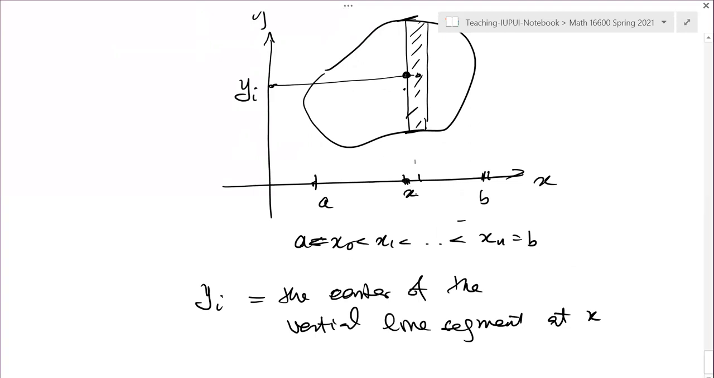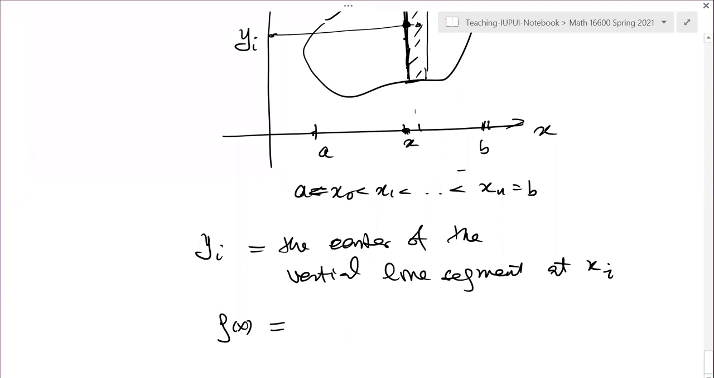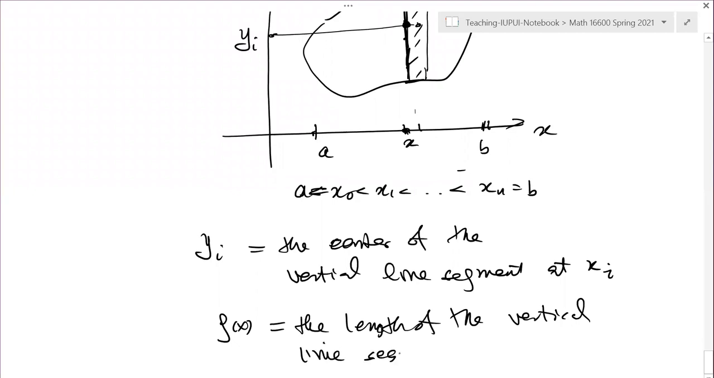So I pick up a point x. I collapse this line onto x, so the mass at that point, that piece, is a density function. So this rho x is going to be, I'm going to use xi here, because we use a yi. So rho x is going to be the length of the vertical line segment at x. Okay, so now we're ready.